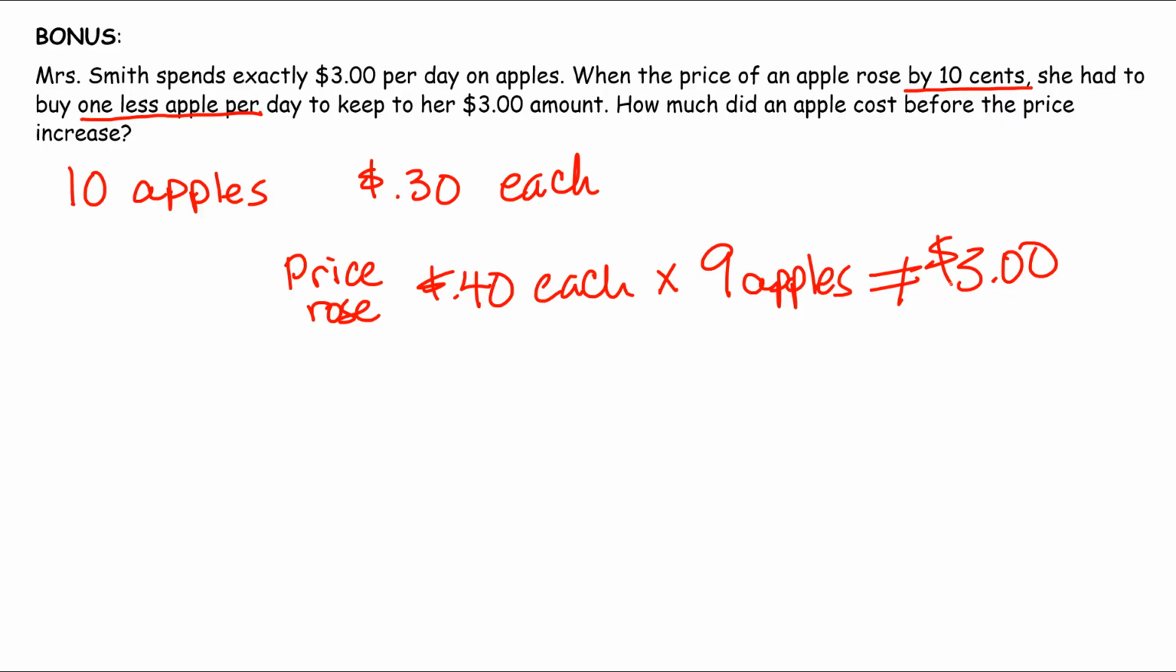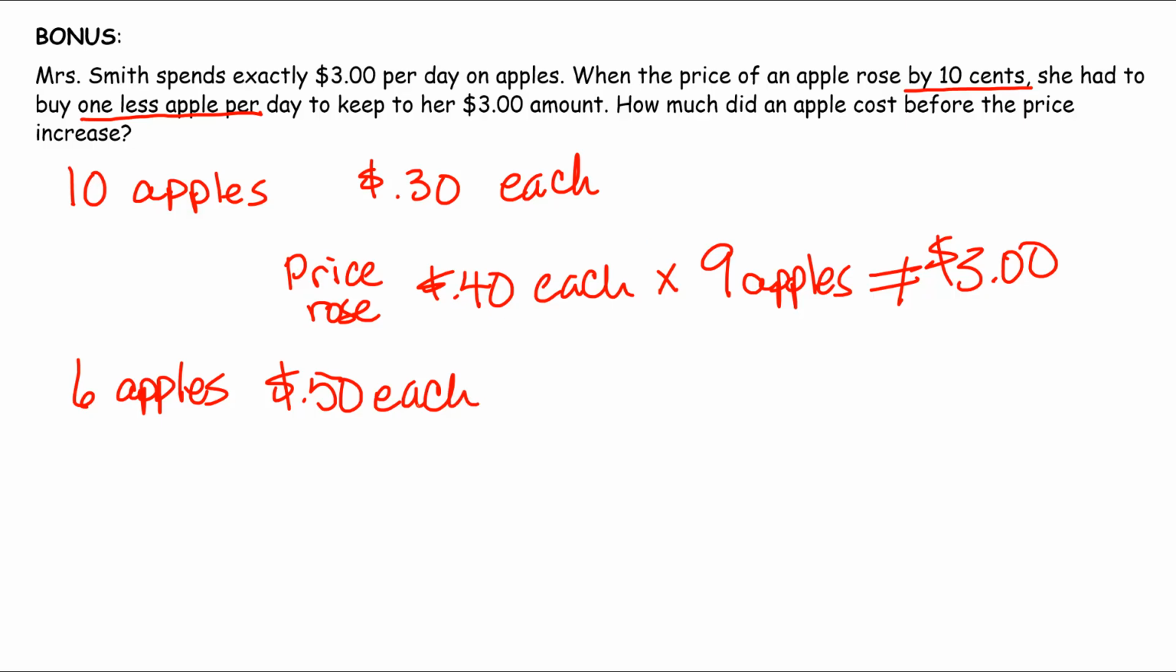All right. You might say, well, maybe she bought 9 apples. Well, 9 doesn't divide evenly into 300. She bought 8 apples. 8 doesn't divide evenly into $3. 7 doesn't divide evenly into it either. So you might get down to 6 apples. And if you divide 6 into $3, that would mean that each apple was 50 cents.